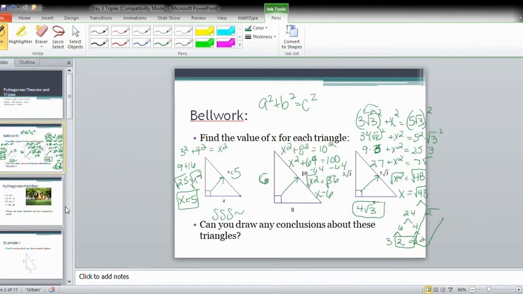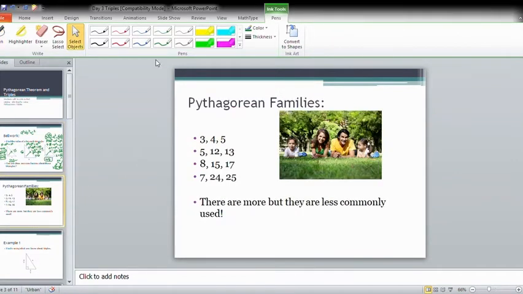So let's list them. All right, there's endless amounts of families, but these are the 4 that we're going to talk about the most in this class. So we have the 3, 4, 5, which we just worked with, right? Then 5, 12, 13, 8, 15, 17, 7, 24, and 25, right? So these are all the most common families, or triples, as we're going to refer to them a lot. And there are, again, more, but these are the most commonly used ones.